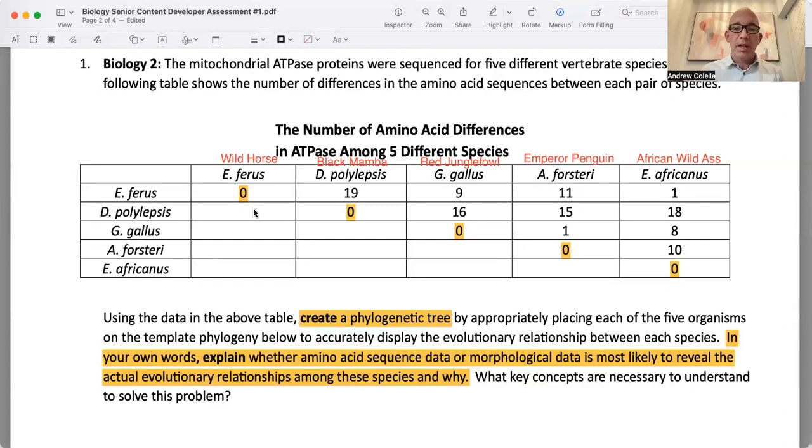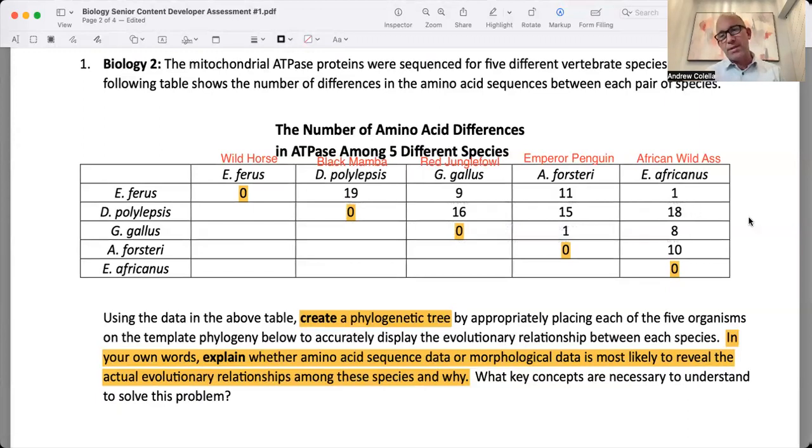This is our black mamba. So comparing a black mamba to a black mamba, no differences. Quite a few differences between the black mamba and the jungle fowl. Quite a few differences between the black mamba and the emperor penguin. Quite a few differences between the black mamba and the African wild ass. It's like, whoa, okay. These numbers are all big, 18, 15, 16.